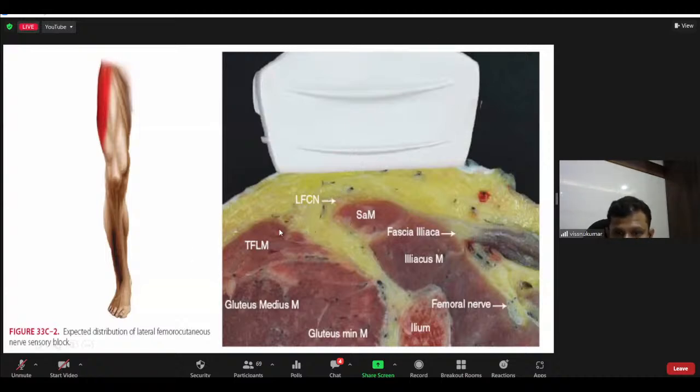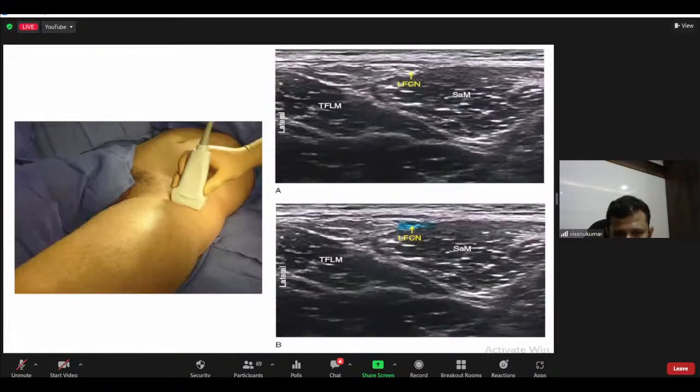And lateral to the sartorius, we have the tensor fascia lata muscle. Why this is important is that sometimes the branches of this LFCN can be seen between the sartorius and tensor fascia lata muscle. So all these three blocks are interconnected. Let me show you how. Initially you keep the probe medially, palpating the femoral artery, and you can see the femoral nerve just parallel to the inguinal ligament.